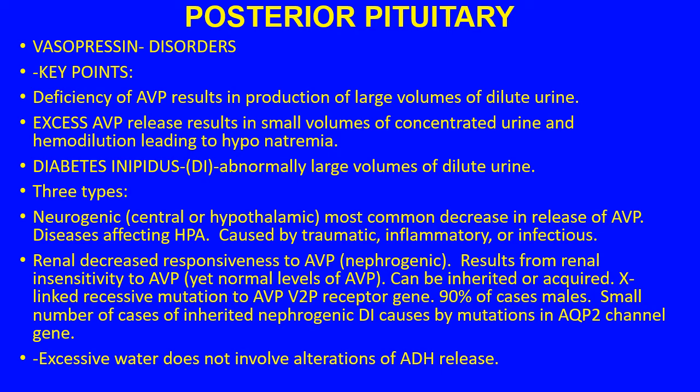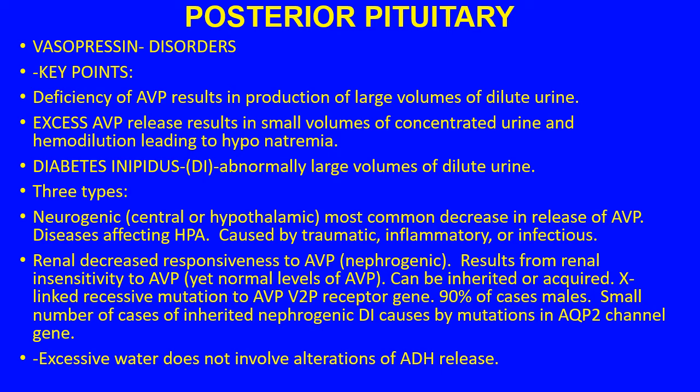Now, renal decreased responsiveness to AVP. This is called nephrogenic. Nephro meaning for the kidney. This results from a renal insensitivity to AVP. So there's a difference here. You could do a blood test and you will see normal levels of arginine vasopressin. The kidneys aren't responding. This is another one of these situations where they send out the signal, but there's nobody listening. Now, this can be inherited or acquired.